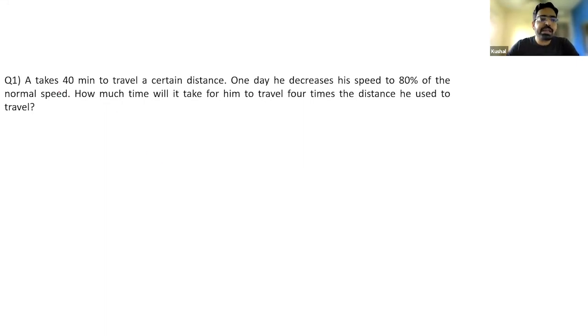It says A takes 40 minutes to travel a certain distance. One day he decreases his speed to 80% of the normal speed. How much time will it take for him to travel a distance which is 4 times the distance that he used to travel? Okay. Now let's understand this thing. He's taking 40 minutes with the normal speed. So let's say suppose the usual speed is S and the usual time taken is T. In this case, it is 40 minutes.